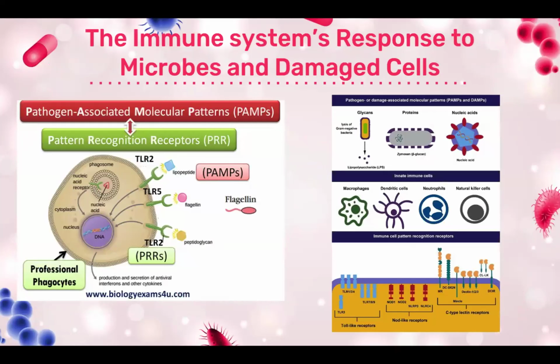How does the immune system respond to microbes and damaged cells? The innate immune system has the ability to recognize microbes and damaged cells through the use of specialized receptors called PRRs, or pattern recognition receptors. These receptors will search these cells for common features associated with a large range of cells or pathogen types. Examples of PRRs are TLRs, or toll-like receptors, found on the cell surface or inside the cell.